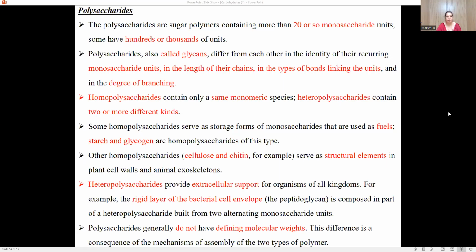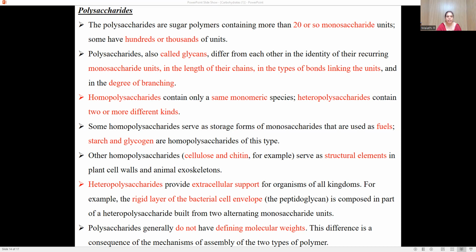In continuation to the previous session, we are going to see in this session heteropolysaccharides. So heteropolysaccharides are similar to your homopolysaccharides. The major difference is that the monosaccharide units present in your heteropolysaccharide will be different. So 2-3 monosaccharide units can combine to form heteropolysaccharides.